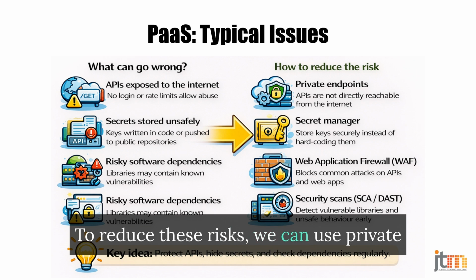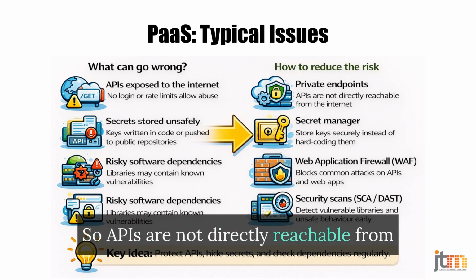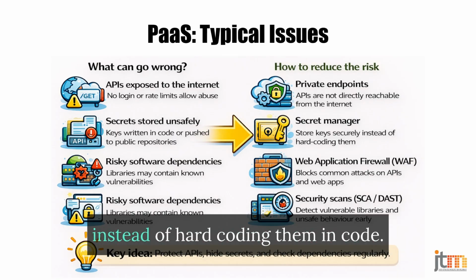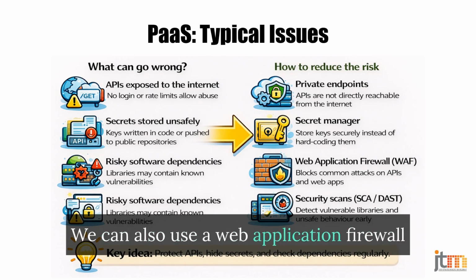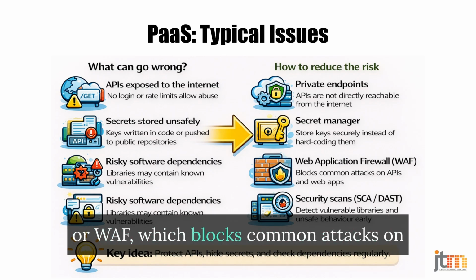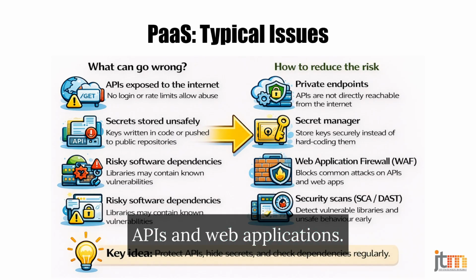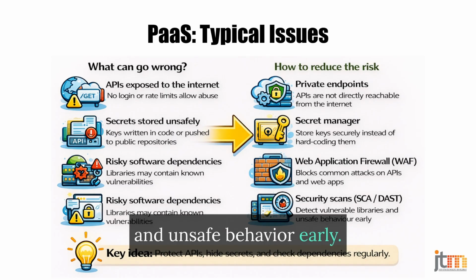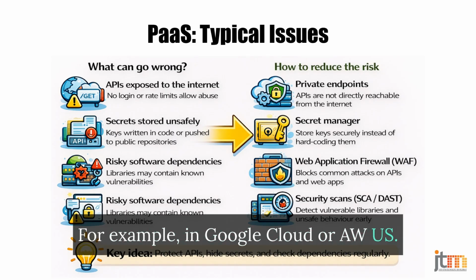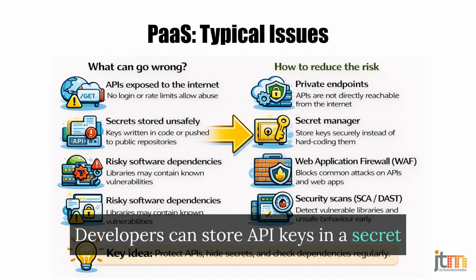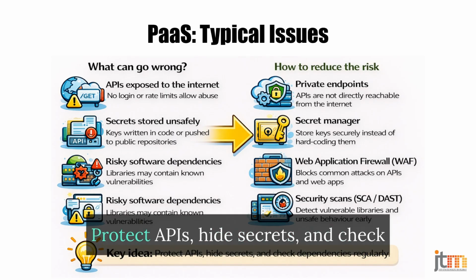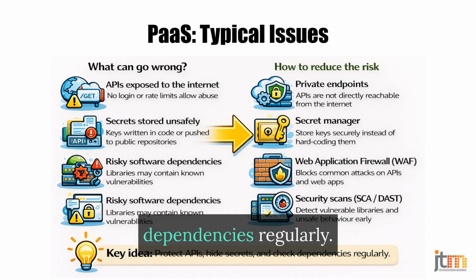To reduce these risks, we can use private endpoints, so APIs are not directly reachable from the internet. Another solution is a secret manager, which stores keys and passwords securely, instead of hard-coding them in code. We can also use a web application firewall, or WAF, which blocks common attacks on APIs and web applications. Finally, organizations should run security scans such as SCA or DAST. These scans detect vulnerable libraries and unsafe behavior early. For example, in Google Cloud or AWS, developers can store API keys in a secret manager service and protect the API using a WAF. The key idea is simple: protect APIs, hide secrets, and check dependencies regularly.